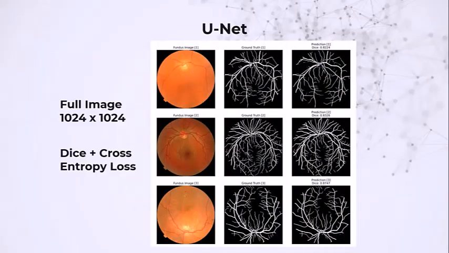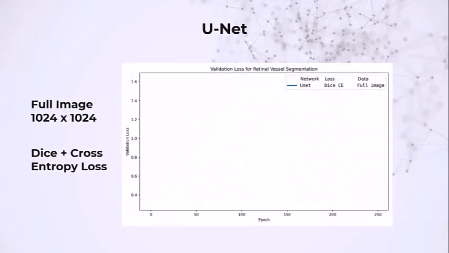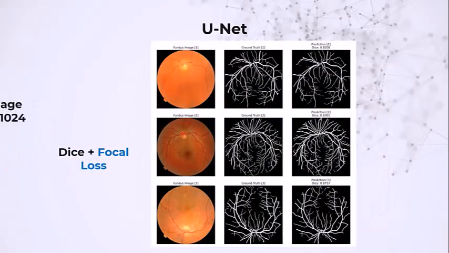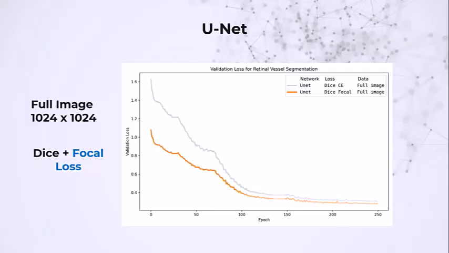Shown here are the inference and the validation loss curve. I soon realized that there is class imbalance, as vessels make only about 10 to 15% of the fundus image. So, I used DICE plus focal loss on full images for the U-Net model. This gave better predictions by focusing more on the vessel region. And the red curve here shows the validation loss.